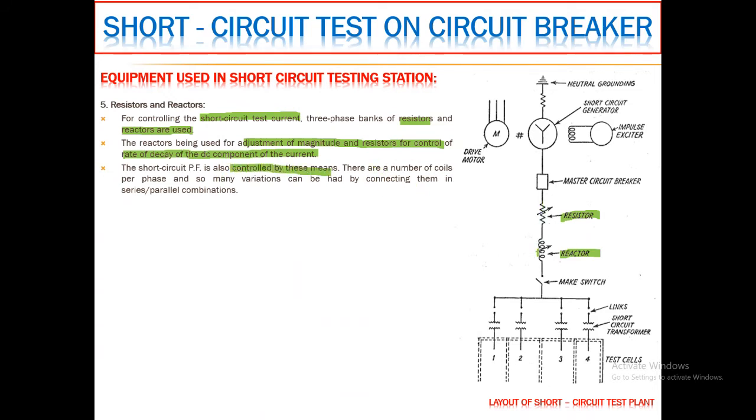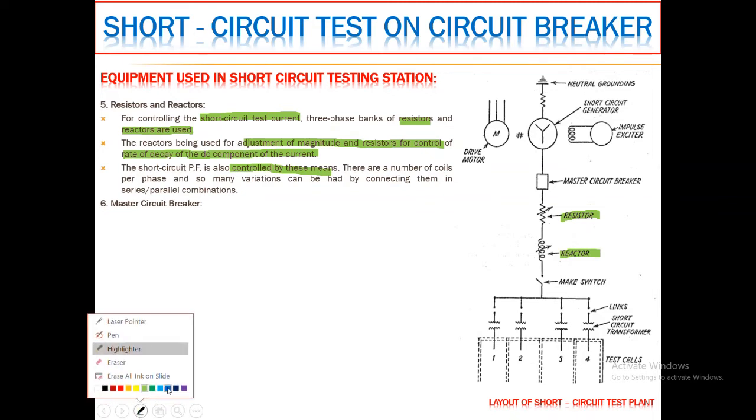So simply here you have the simple RL circuit. The short circuit power factor can also be controlled, and there are a number of coils per phase, so many variations can be had by connecting them in series-parallel combinations. The other component is the master circuit breaker, which you can see over here.